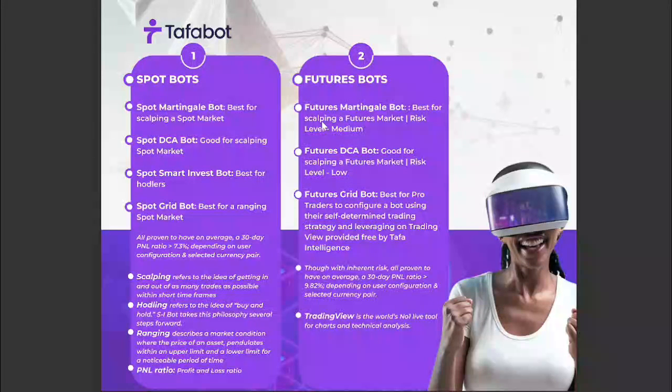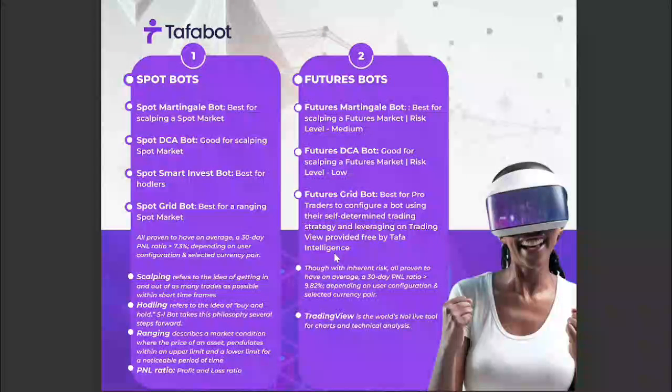Now with the futures bot, what do you have? You have futures martingale bot, best for scalping a futures market. Risk level is medium. That sounds nice. It's not high, it is medium. Okay, then you have the futures DCA bot. This bot is good for scalping a futures market. Risk level is low. Then you have futures grid bot, best for pro traders to configure a bot using their self-determined trading strategy and leveraging on TradingView provided free by Tafa Intelligence.